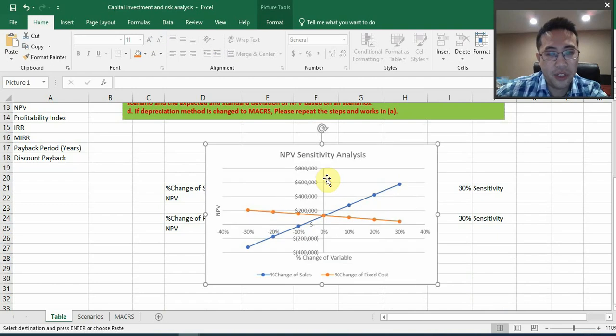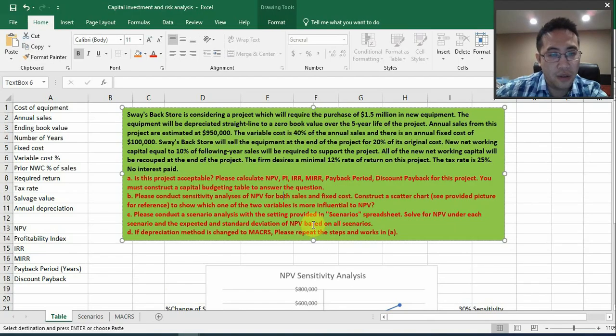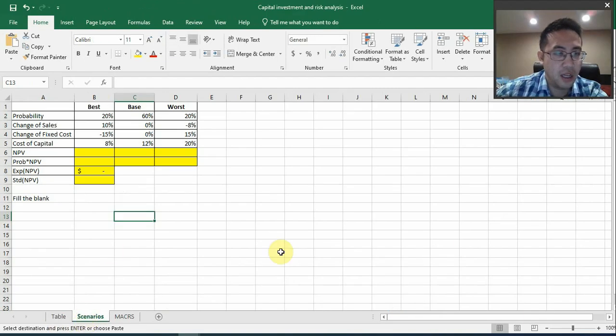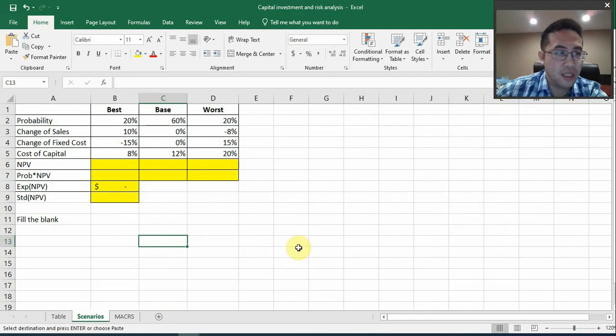That's a picture, but you're going to use the Excel charting function to get this chart. And then you are going to conduct a scenario analysis, and this is on a different spreadsheet. Basically, you're going to have different scenarios from the original setting. You have a best and a worst as additional cases. Then you're going to calculate NPVs under each case, and then get the expected NPV and a standard deviation of NPV. That's a scenario analysis.